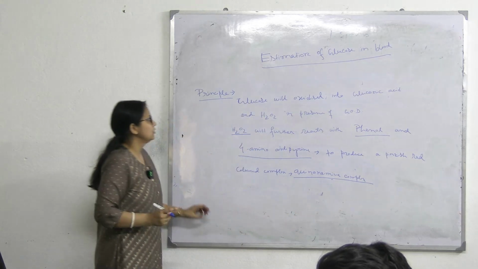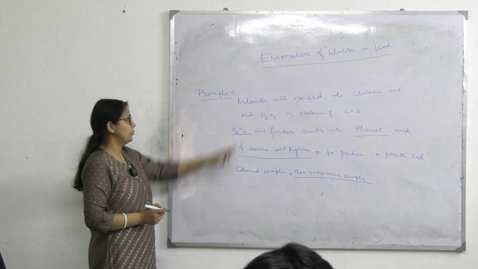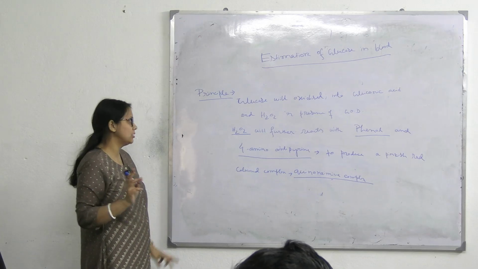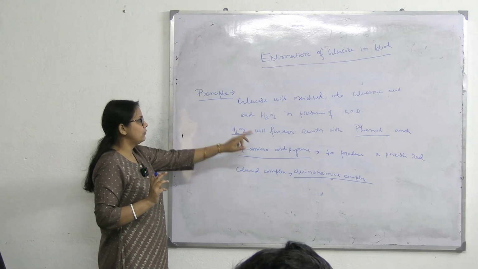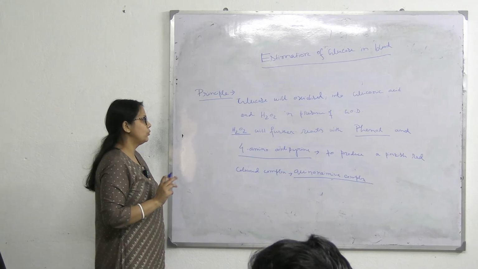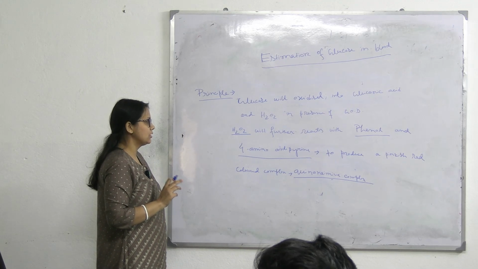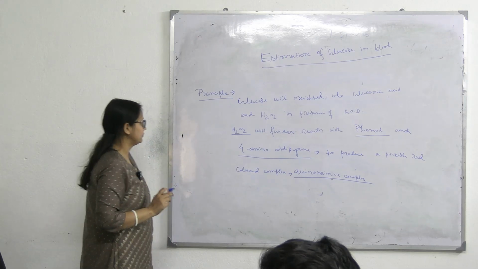So glucose will be oxidized into gluconic acid and hydrogen peroxide in presence of glucose oxidase. Now in next step, hydrogen peroxide will further react with phenol and 4-amino antipyrine to produce a pinkish red colored complex, that is quinoneimine.